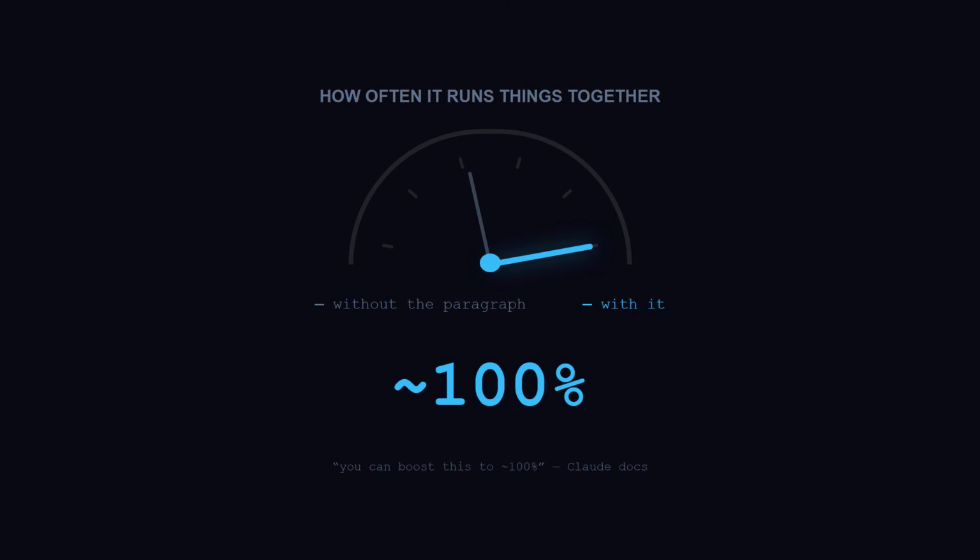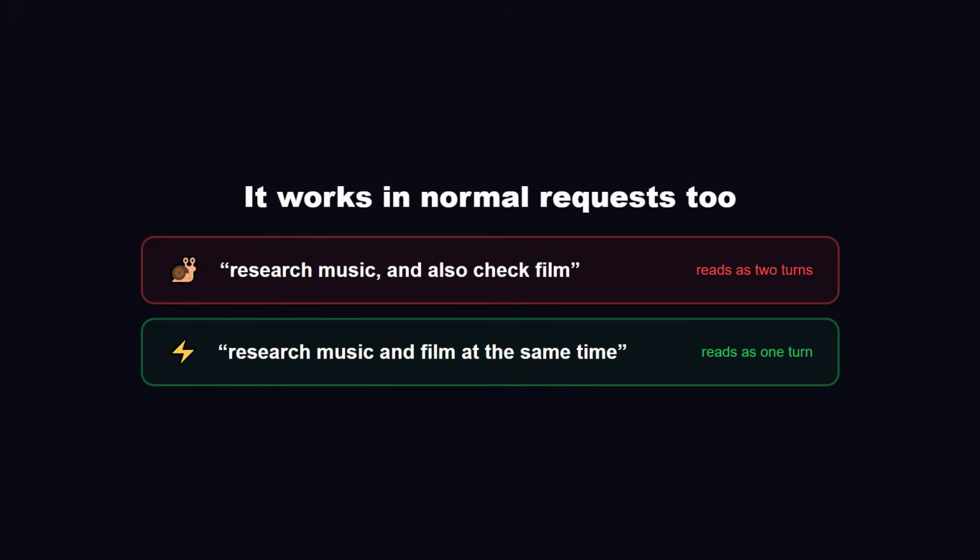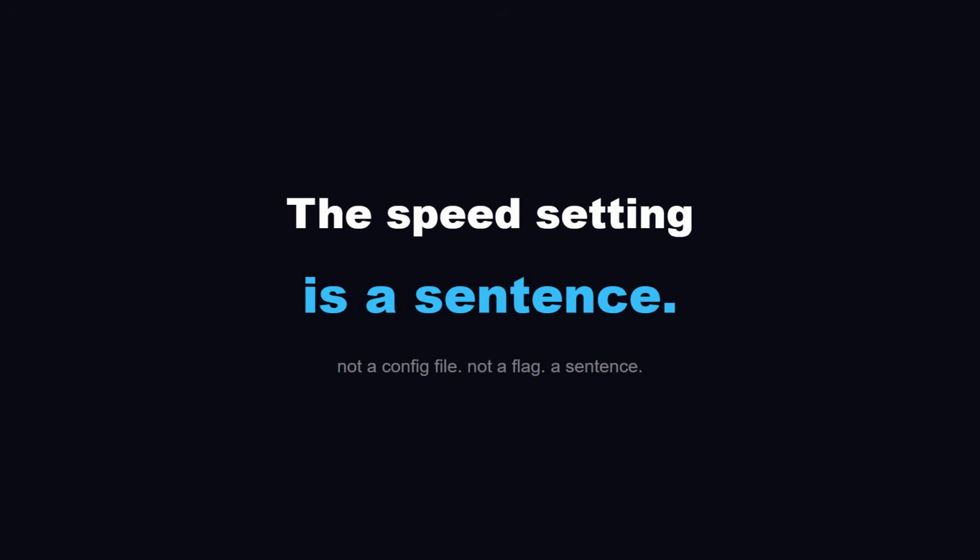Their own docs say this pushes it to nearly 100%. Read that again if you're new here. The speed of your AI system is controlled by a sentence, not a config file. A sentence. And it works in normal requests too. Don't say research music and also check film. Say research music and film at the same time. Same words, completely different result.